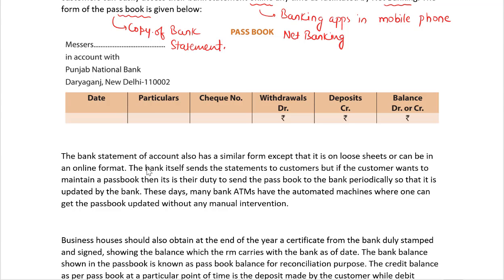Messrs ABC in account with Punjab National Bank, Daryaganj, New Delhi. This is the pin code, date, particulars, check number, withdrawal, deposit, and bank either debit or credit balance. This is bank statement. Sample of bank statement. Passbook sample.